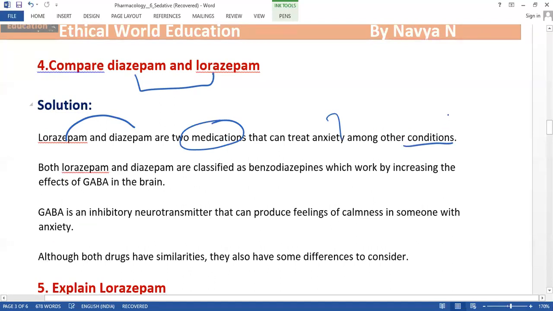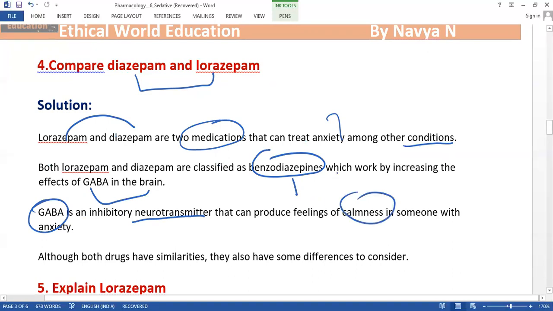We all know that the sedative hypnotics also come under benzodiazepine. In the same way, lorazepam and diazepam are also classified as benzodiazepines. They work by increasing the effect of GABA in the brain. This is a neurotransmitter that will produce a feeling of calmness, so it produces calmness in someone with anxiety.